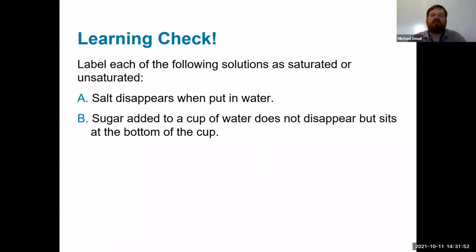Okay, so now let's try to figure out if each of these are saturated or unsaturated. A, salt disappears when put in water. Is that from a saturated or an unsaturated solution? And then finally, sugar added to a cup of water does not disappear, but sits at the bottom of a cup. Is that describing a saturated or unsaturated condition?